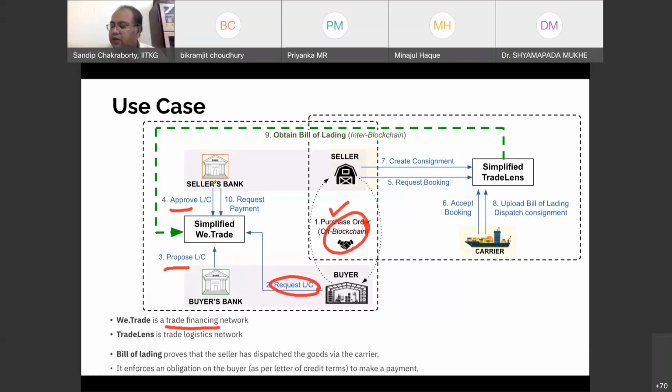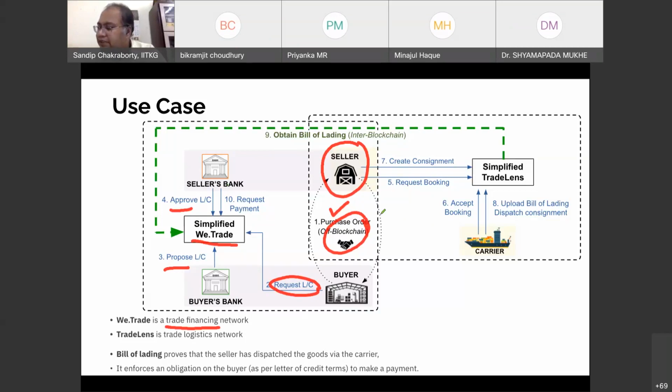So that is the kind of automatic transfer of money that is being facilitated by this WeTrade trade financing network. Now, assume that this particular agreement has been achieved over the WeTrade network, and the seller gets the information that the agreement has been reached. Once the item is dispatched, the buyer's bank will pay the money to the seller's bank.